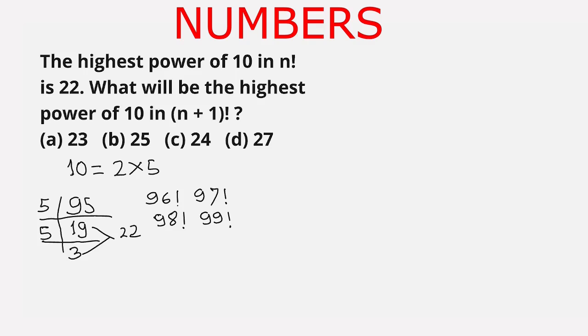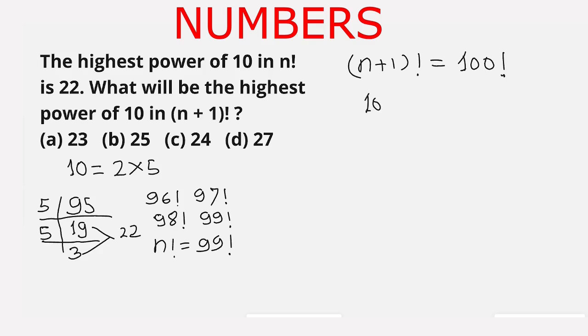We should take the maximum value of n equal to 99. Then n factorial will be equal to 99 factorial. Then n plus 1 factorial will be 100 factorial. Now we will find the maximum power of 5 in 100 factorial. So we successively divide 100 by 5. So 5 times 20 is 100.